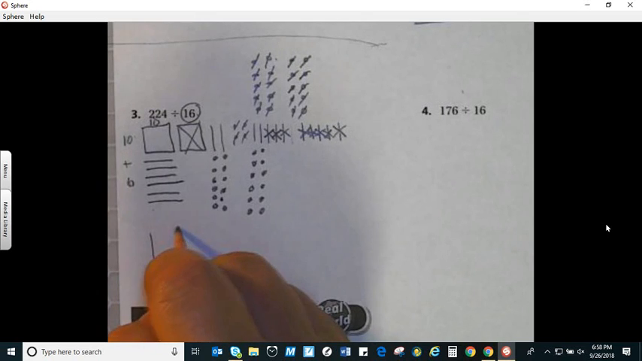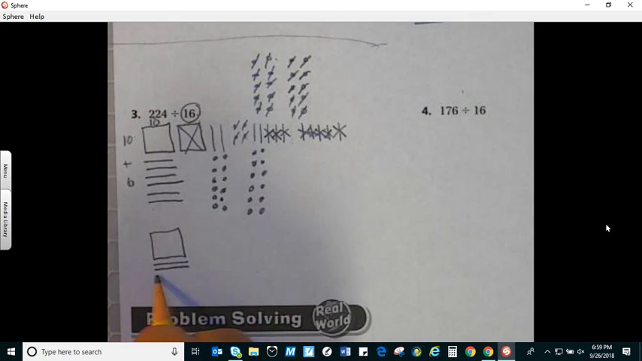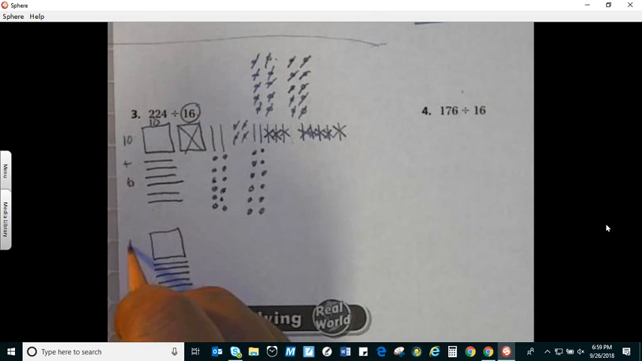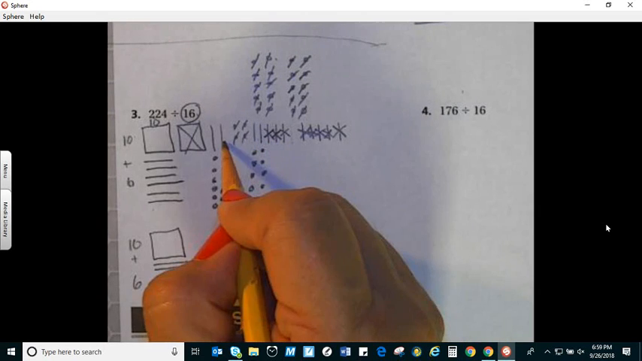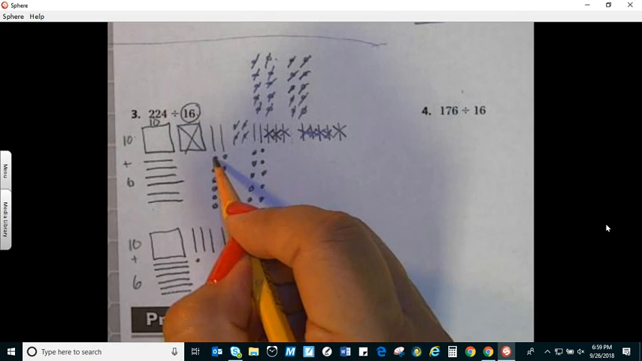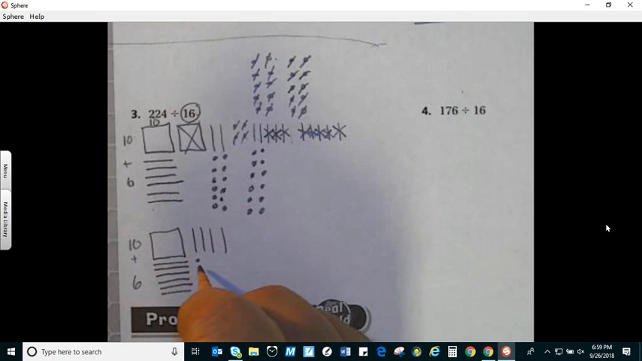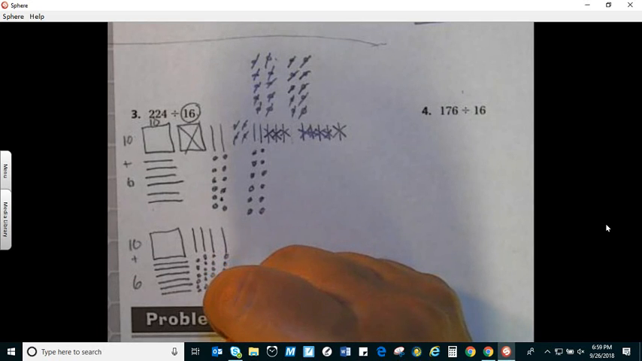So my answer, if I wanted to rewrite that, is going to be my square, which is a 10 by 10, adding into my rectangles. I'm adding 6 of them, so it's 1, 2, 3, 4, 5, 6. I have my 10 plus 6. Then I have 1, 2, 3, 4. And each of them had 6, so that's 1, 2, 3, 4, 5, 6. Should have done it as a group, but that's 10, 11, 12, 13, 14, 15, 16.